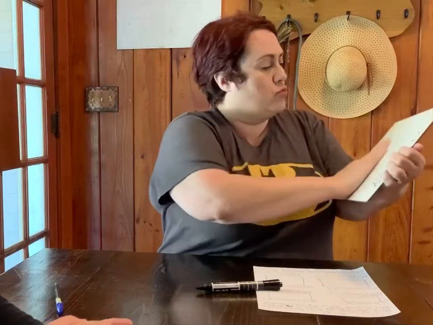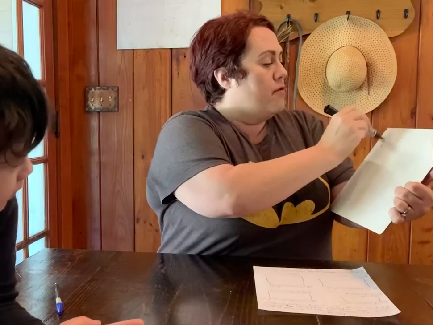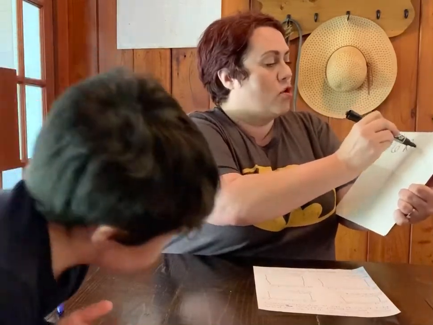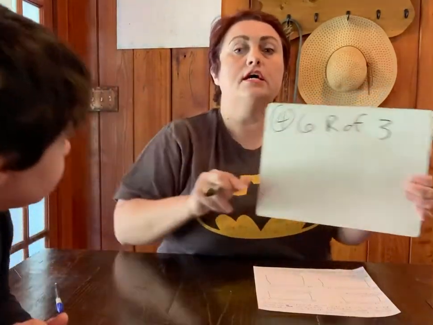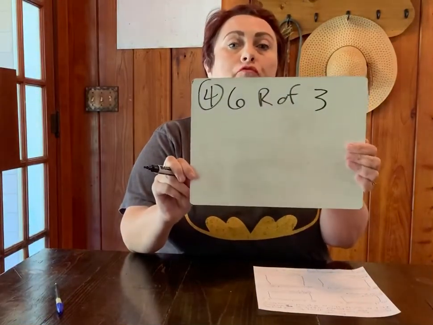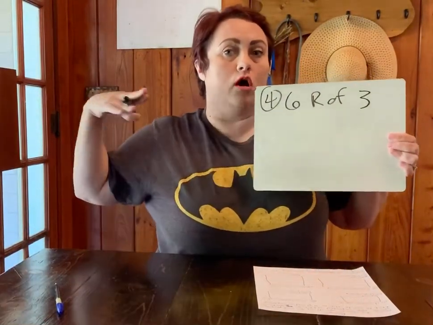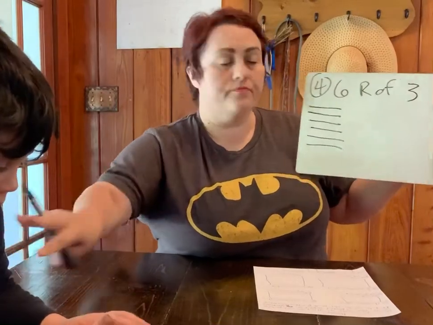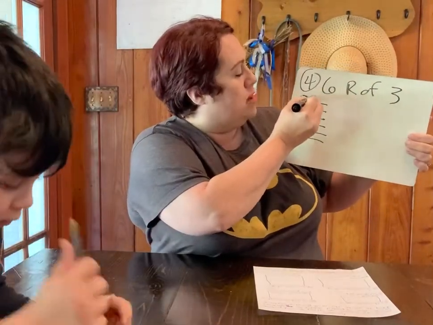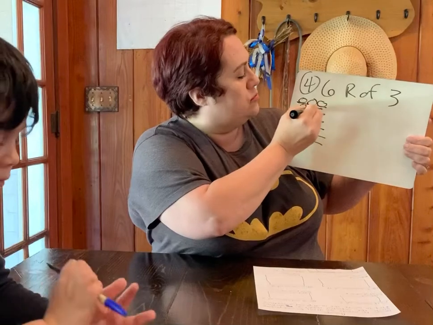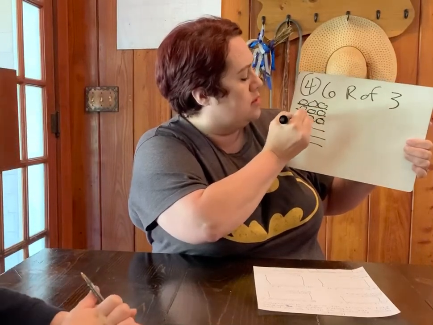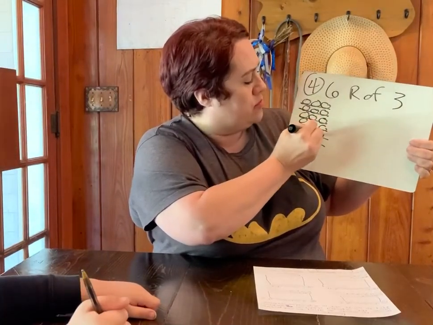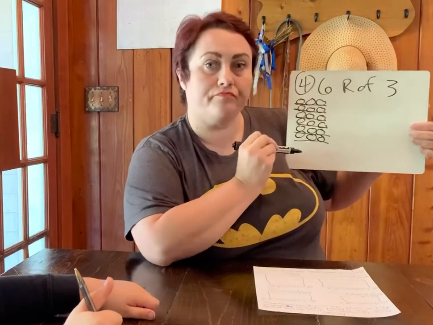And our last regular problem, for number 4, I did 6 rows of 3. And rows go across, right? We row our boat. So we did 1, 2, 3, 4, 5, 6 rows. And there's 3 in each. So 1, 2, 3, 1, 2, 3, 1, 2, 3, 1, 2, 3, 1, 2, 3, 1, 2, and 3.